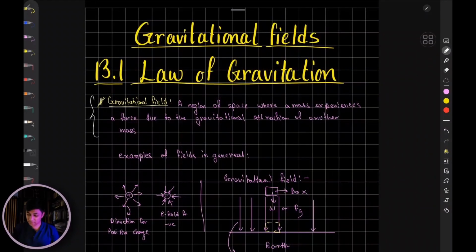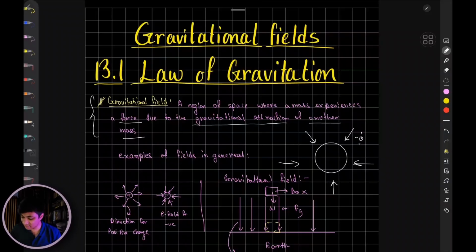It is a region of space where a mass experiences a force due to the gravitational attraction of another mass. Let's say in our case, it's Earth. It is going to have its own gravitational field that is attracted towards itself. Now let's say there is another mass which has its own gravitational field. Let's say this pen. Due to its small mass, it's going to have a very small strength of gravitational field, which is why it won't be able to attract Earth towards itself.